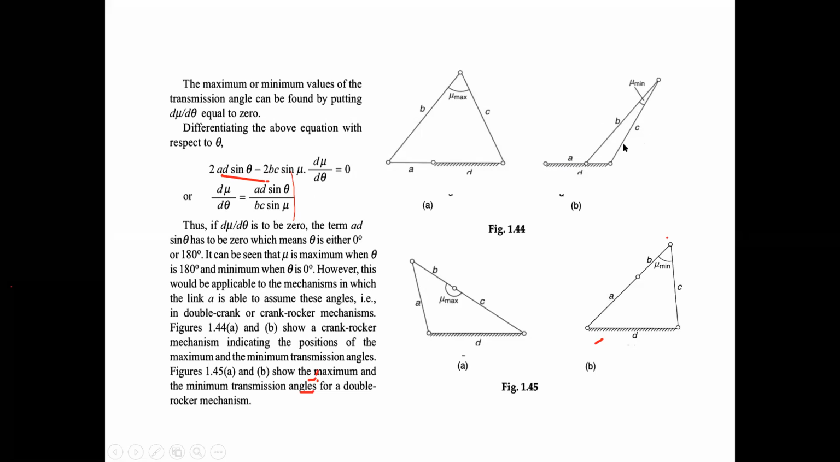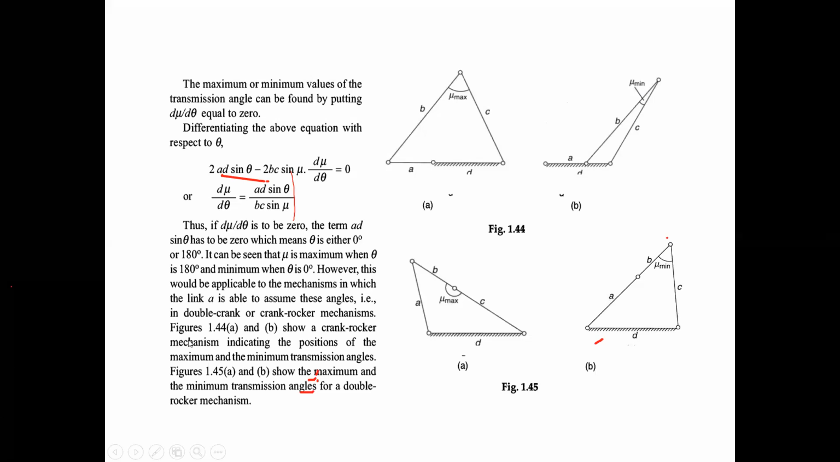Why? Because it is compressing that portion of the linkage. When we compress it, mu minimum is arrived at. That is the transmission angle. How we get the maximum and how we get the minimum is very important.